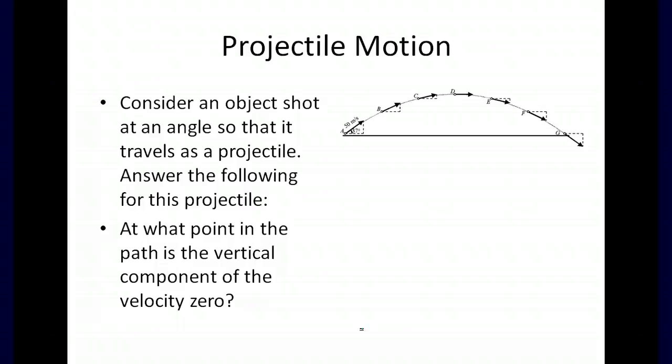Now, at what point in the path is the vertical component of the velocity 0? Well, the vertical component of the velocity becomes 0 at the very top of the path, right up here. So at the peak of the path.